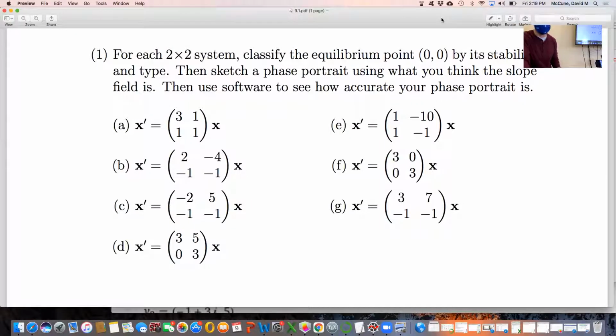Is everybody okay with that? Just A, B, and C. You sort of get the point after A and B.